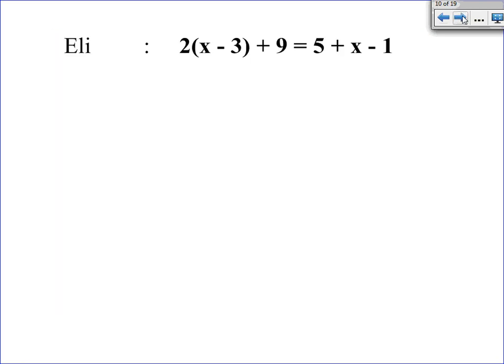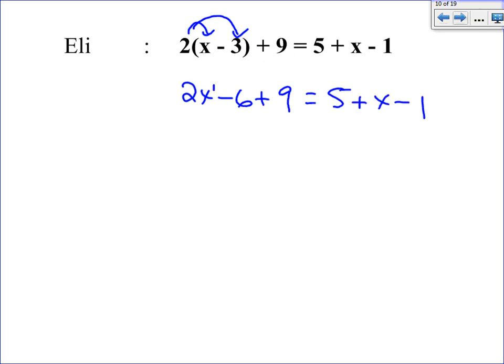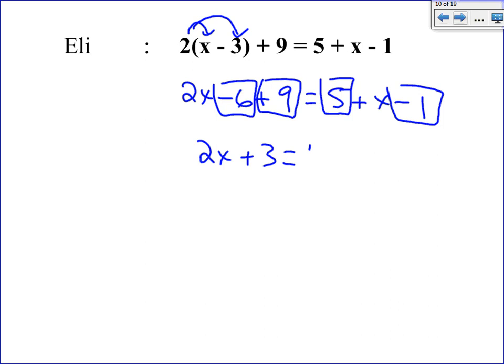But let's move on to Eli's equation, which is 2(x - 3) + 9 = 5 + x - 1. Distribute. 2x - 6 + 9 = 5 + x - 1. Combine like terms. I have a minus 6. That's a negative 6. You need to include that sign. Plus 9. So that's 2x + 3 equals 5 + x - 1. So we have a 5 and a minus 1. 5 minus 1 is 4 plus x.